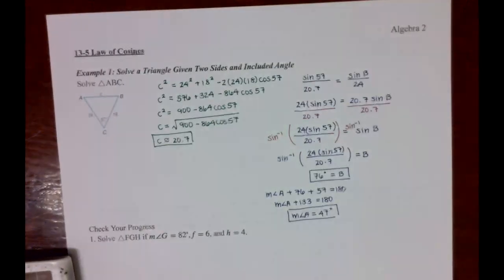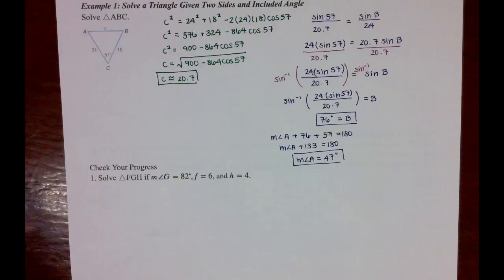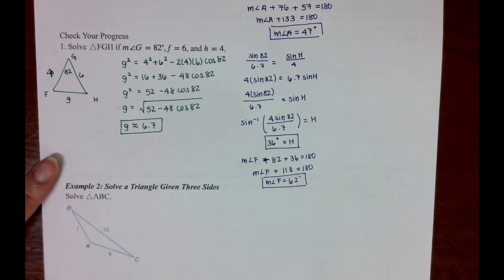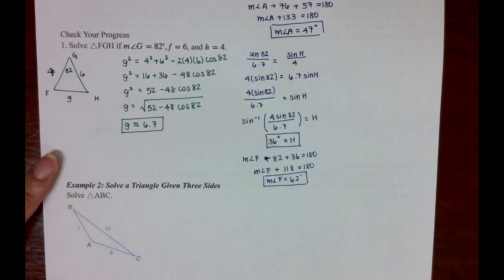Okay. So why don't you try the practice problem, and then once you're done, come check your answer. Okay, you should have gotten side length G is 6.7, angle H is 36 degrees, and angle F is 62 degrees. If you got that right, you can move on to the next example. If not, here is your explanation.